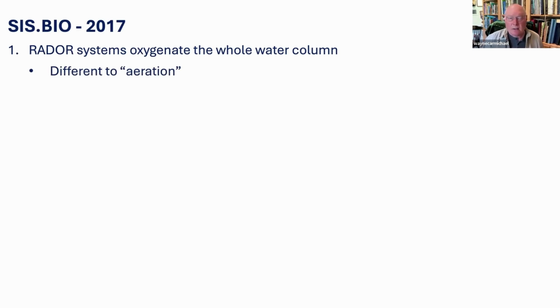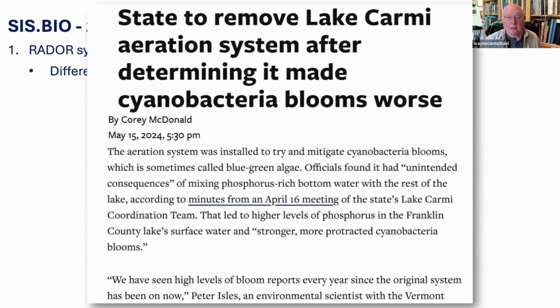They are different to aeration, in other words, just placing bubblers into the system, whether those bubblers are on the bottom or somewhere in the water column, because aeration tends to typically just stir it up. A good example of that is Lake Carmi in Vermont, in which an aeration system, just a bubbler system, was installed to try and mitigate cyanobacteria blooms, and it had unintended consequences of simply mixing the phosphorus-rich bottom, and that led to the higher levels of phosphorus and stronger, more protracted cyanobacteria, forcing them to completely remove that system and not being able to remediate or prevent cyanobacteria blooms.